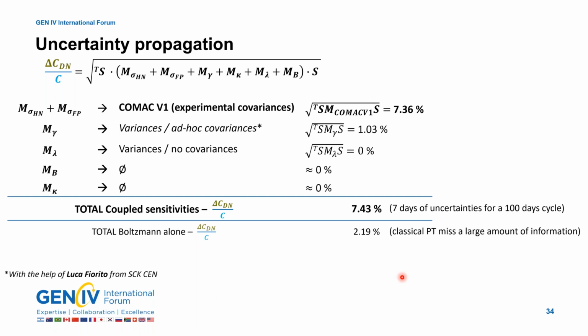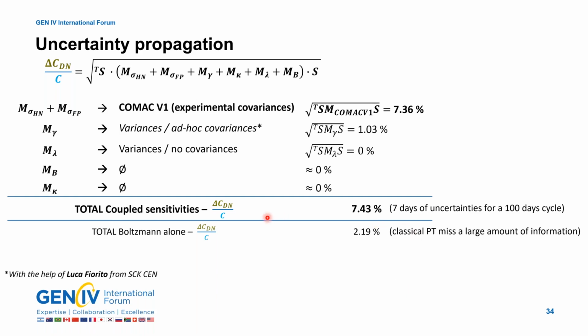That means that you will have the correlation between each cross-section coming from the microscopic experimental measurement and the different parameters used in the model during nuclear data evaluation. So we have this COMAC V1 matrix, but only for main cross-sections. For the rest of the nuclear data, we are using what we have, so some variances with sometimes ad hoc correlation, which means that we are just respecting some physical rules such as mass conservation, but we don't have the experimental correlation of everything.